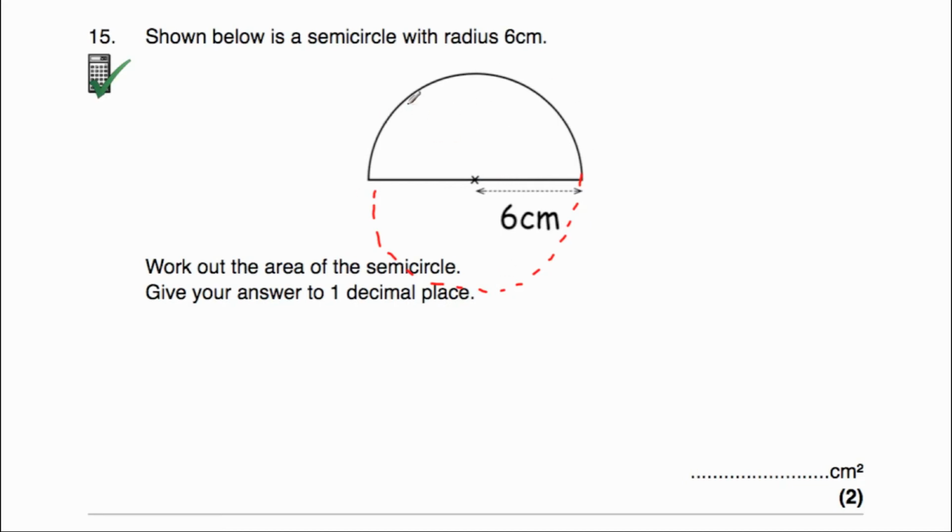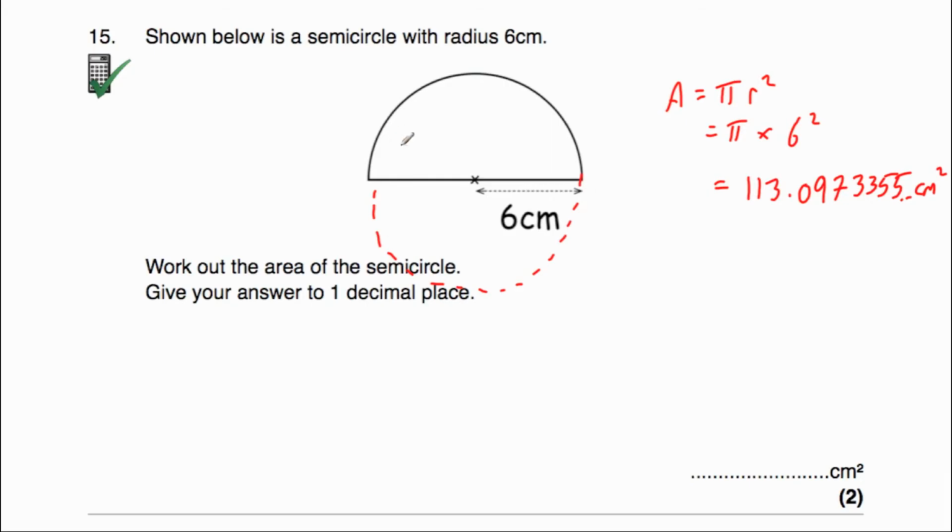So what we're going to do is find the area of the whole circle and then just half it to find the area of the semicircle. So for the whole circle, we're going to do area equals pi r squared. So that would be pi times 6 squared. And when we do that on our calculator, pi times 6 squared is 36 pi, or 113.0973355 and so on centimeters squared.